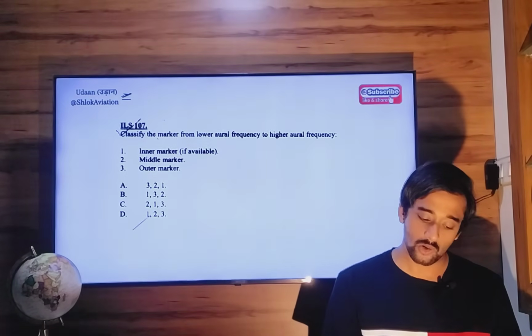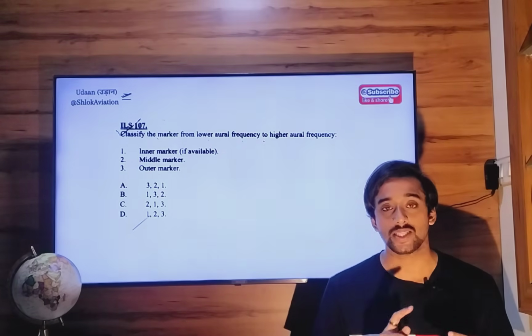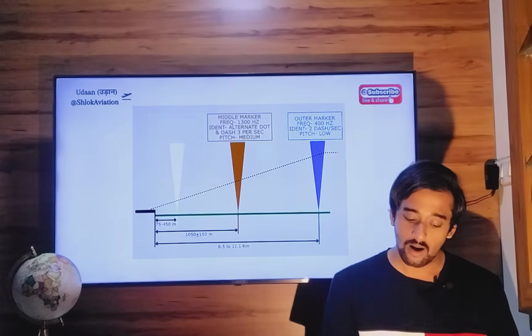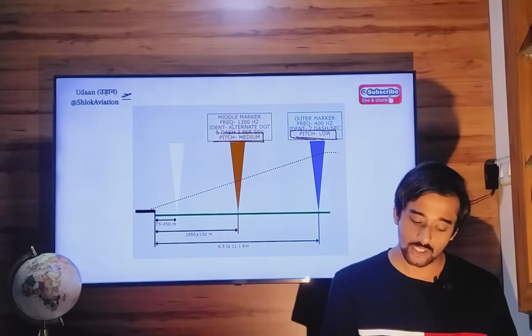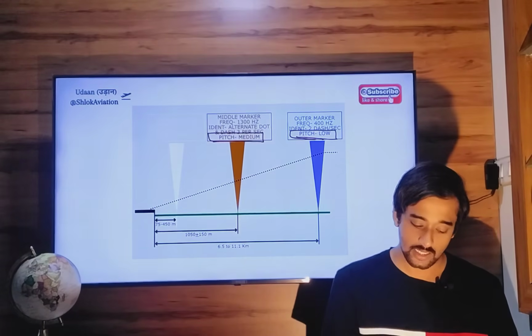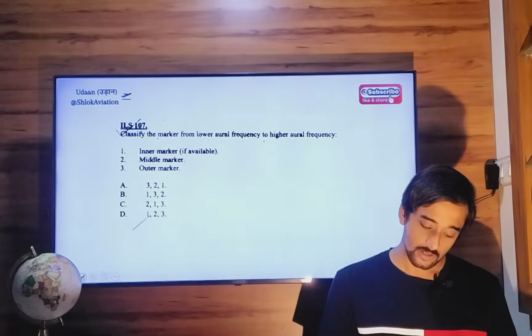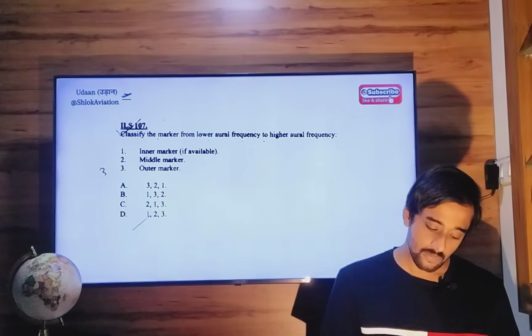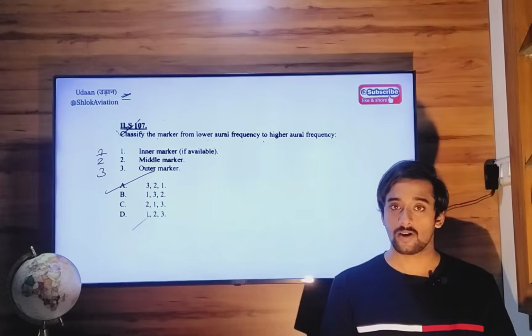Classify the markers from lower aural frequency to higher. So we have to classify these marker beacons in ascending order. The outer marker has the lowest pitch, the middle marker a medium pitch, and the inner marker has a high pitch tone, the highest of them. So the correct answer here is ascending order: outer marker, middle marker, and then inner marker. So 3, 2, 1, option alpha.